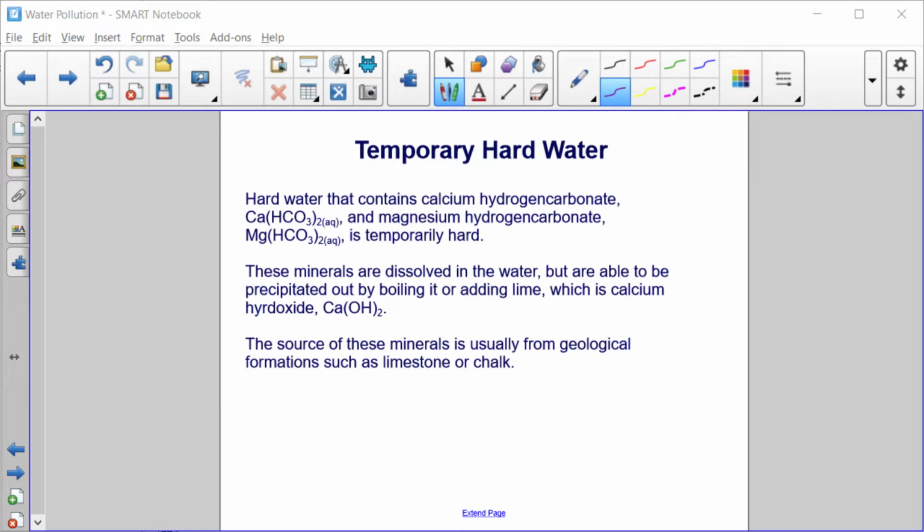Temporary hard water. Hard water that contains calcium hydrogen carbonate, Ca(HCO3)2, and the same with magnesium hydrogen carbonate, is temporarily hard. These minerals are dissolved in the water but are able to be precipitated out by boiling it or adding lime, which is calcium hydroxide. The source of these minerals is usually from geological formations such as limestone or chalk.